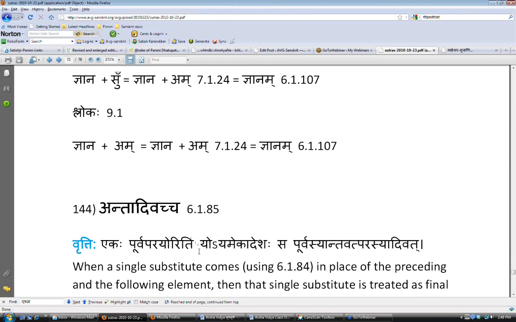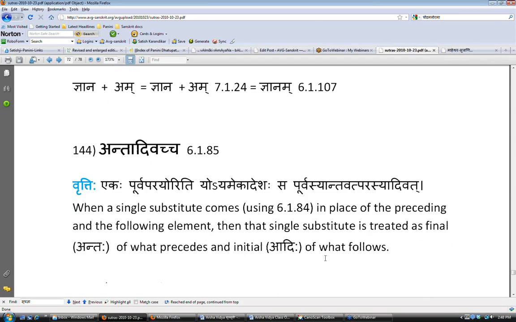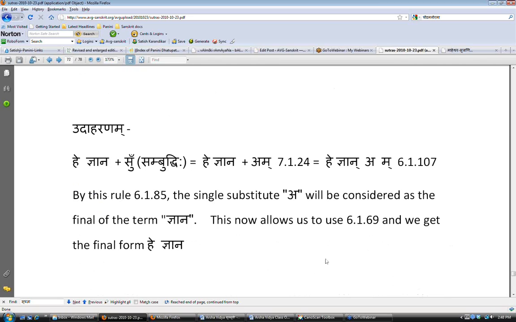You can see antadivacha, ekapuro purayoho iti yoyam ekadeshaha sapurvasyantavat prasyadivat. Okay. Satishji? Yes. Just an innocuous thing which I have been wanting to ask. On the very first step, after we justify the pratipadikam, when you bring in the su pratyaya, typically we take the nasal ukara out by upadeshe ajanunasika it plus tasya lopaha.